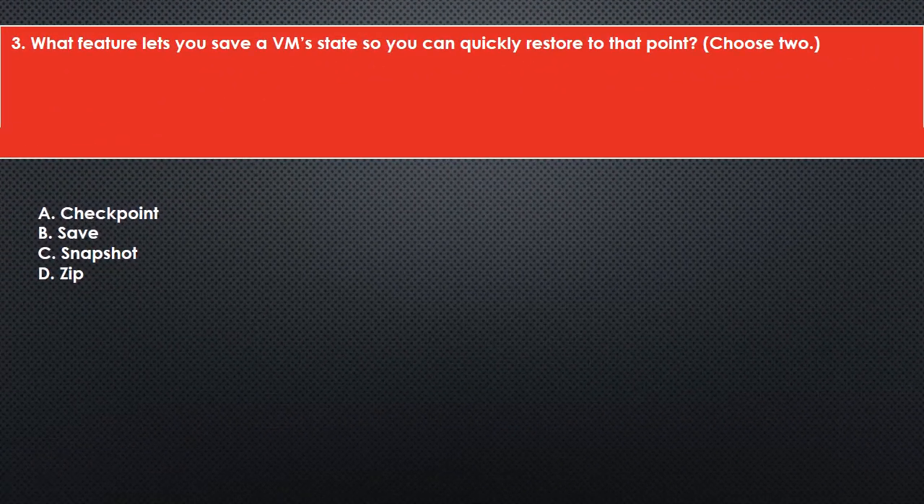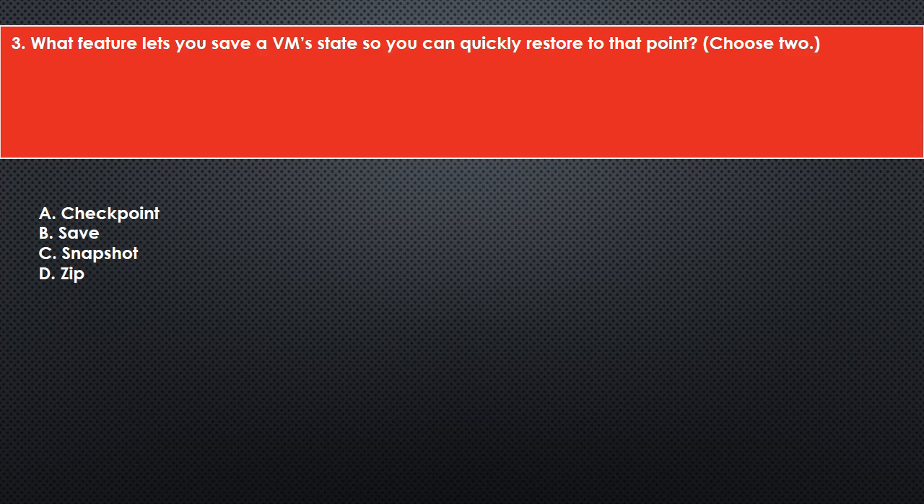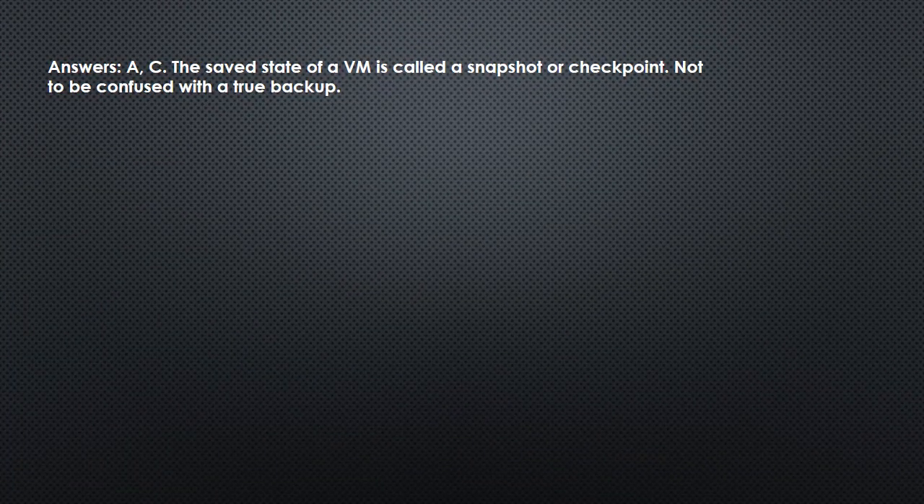3. What feature lets you save a VM state so you can quickly restore to that point? Choose 2. A. Checkpoint. B. Save. C. Snapshot. D. Zip. Answers: A, C. The saved state of a VM is called a snapshot or checkpoint. Not to be confused with a true backup.